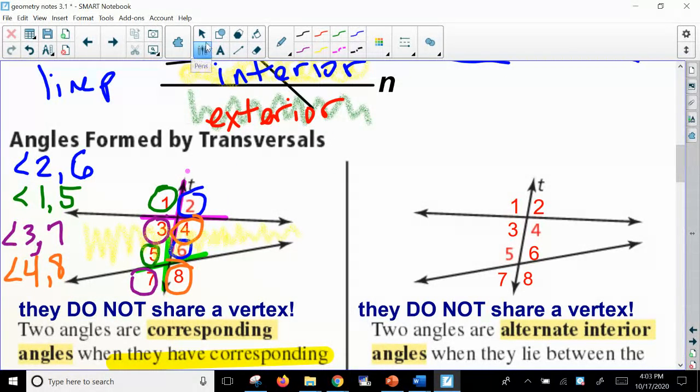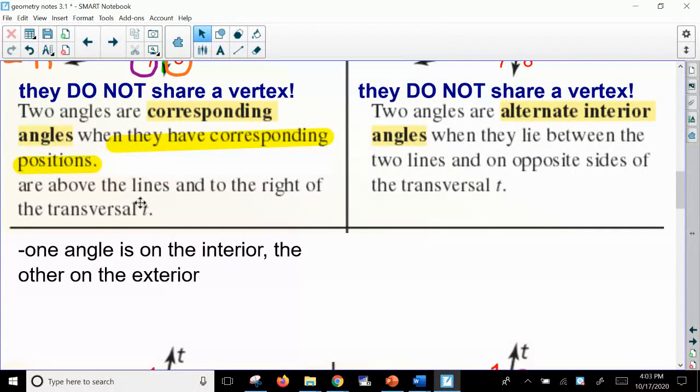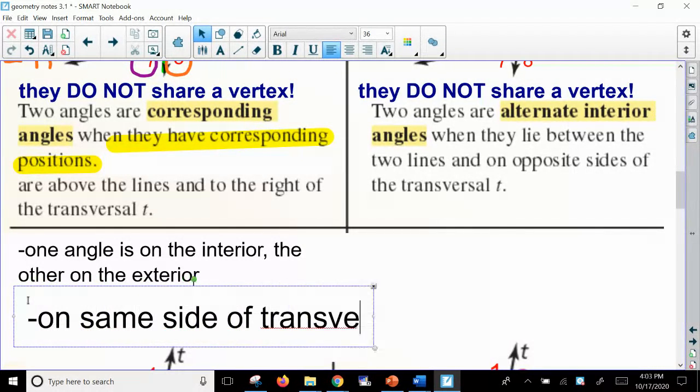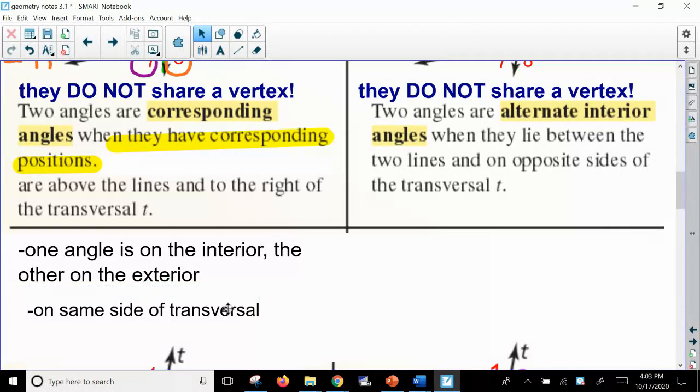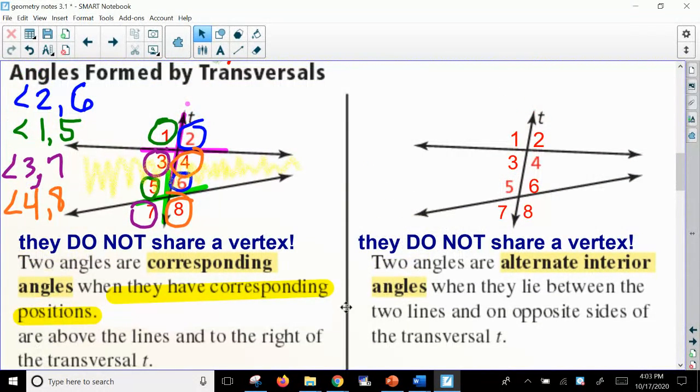But they have to be on the same side of the transversal. So I'm going to add that as well. They have to be on the same side of the transversal. Okay? One is on the interior, one is on the exterior. And I got one more little nugget for y'all.